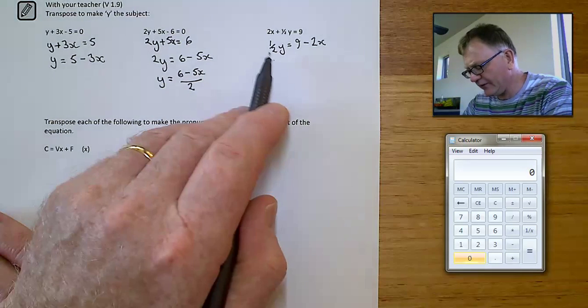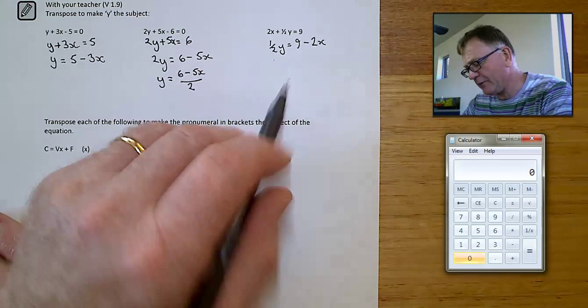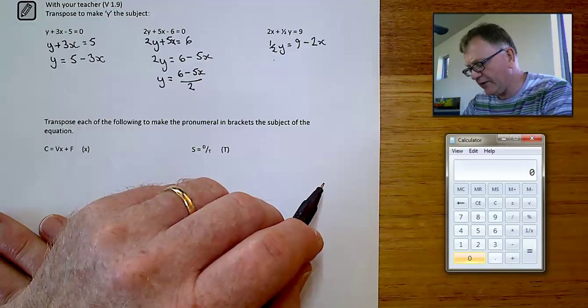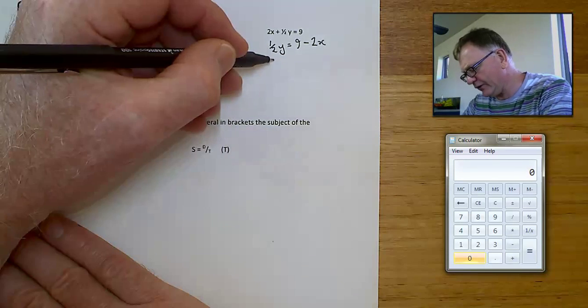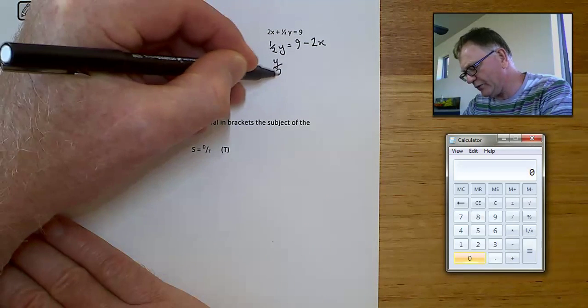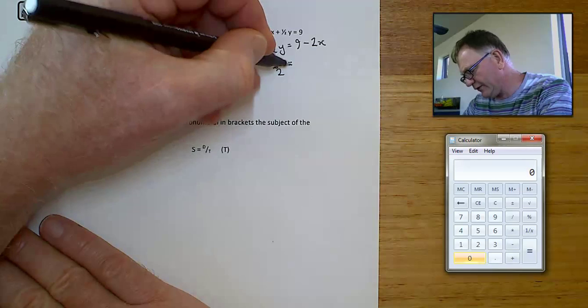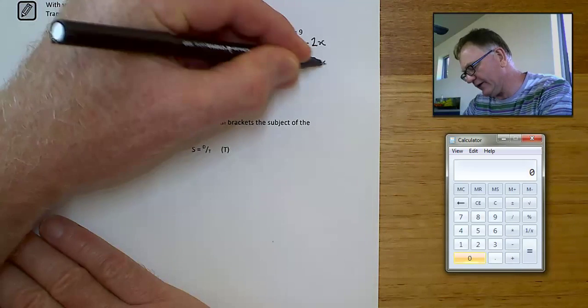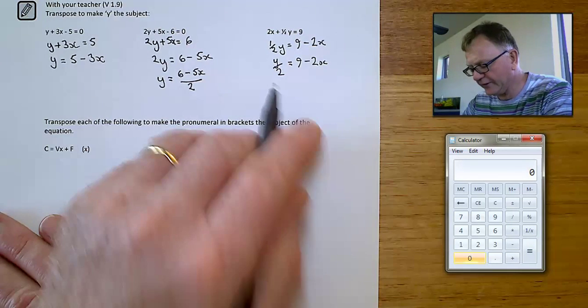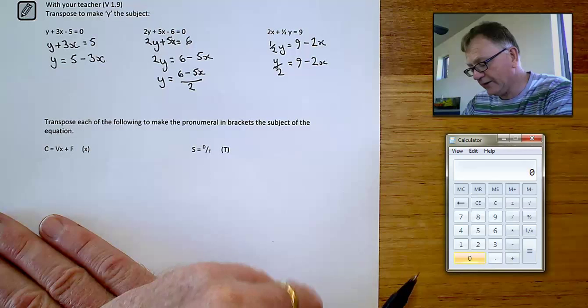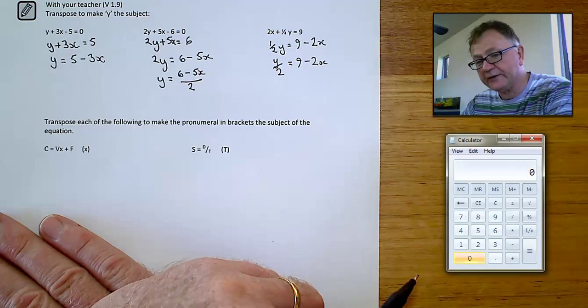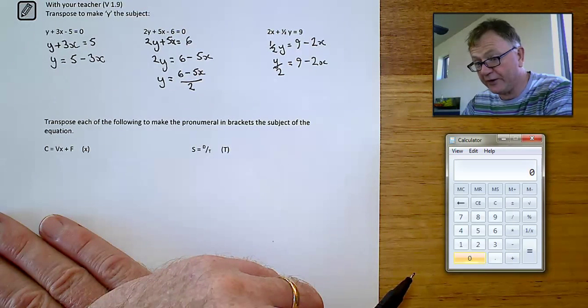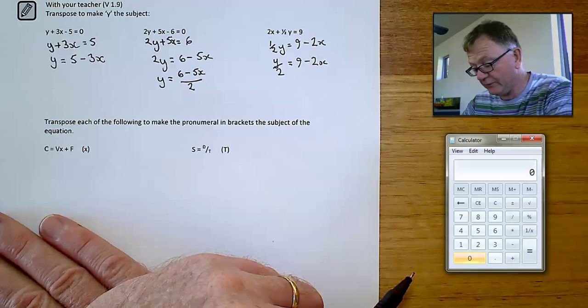Now to get rid of this half, there's a couple of ways of doing it. Probably the best is to think of that half times y as the same thing as y over 2, or y divided by 2 equals 9 minus 2x. I haven't really done anything to either side there. I've just written it in a different way so that you can see that that is equal to y divided by 2. And the opposite of dividing by 2 is timesing by 2.